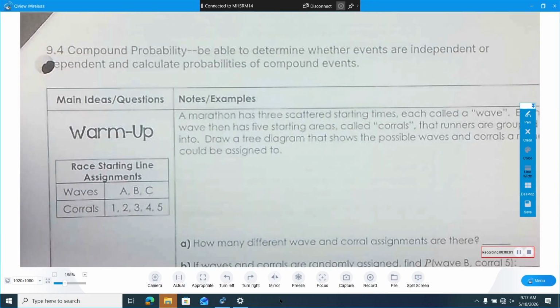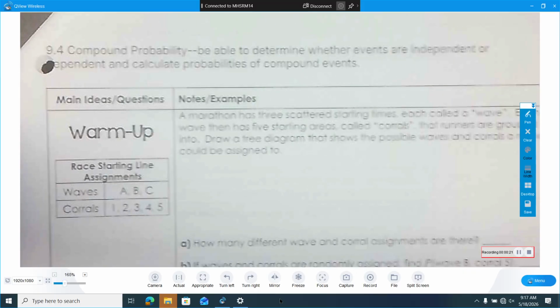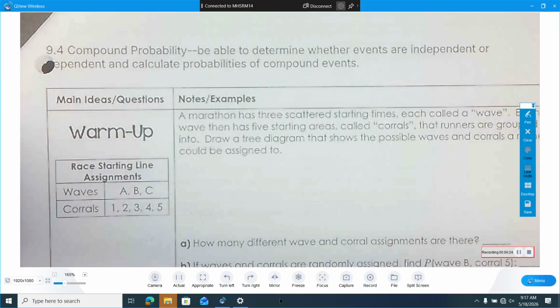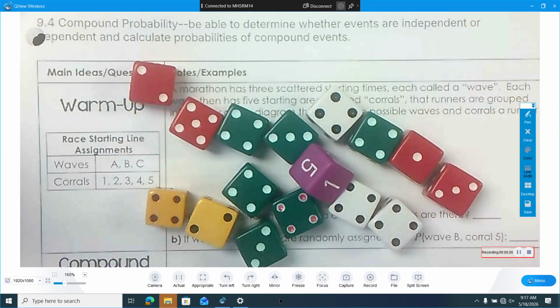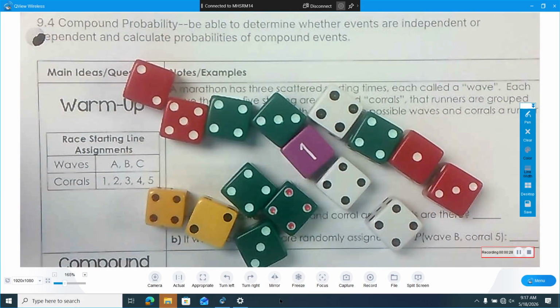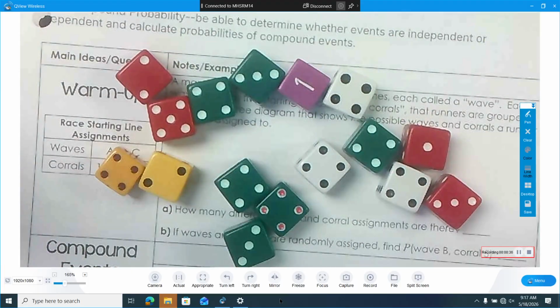Today, we're talking about compound probability and understanding when we have independent events and dependent events, okay? And we want to be able to calculate those probabilities, and it's actually really quite a simple thing to understand. So what I have here is a little cup. It's got some dice in it, and you can see all the different kinds of dice that are in there. There are 5 green dice, there are 4 red dice, there's 3 whites, 2 yellows, and 1 purple die.